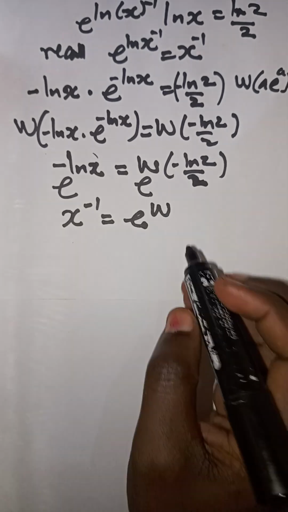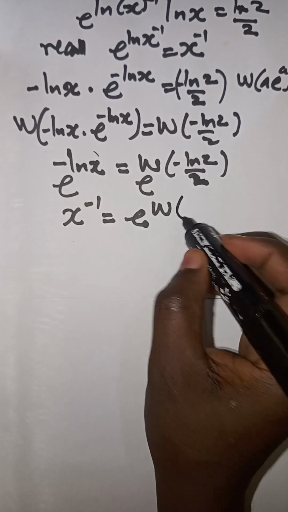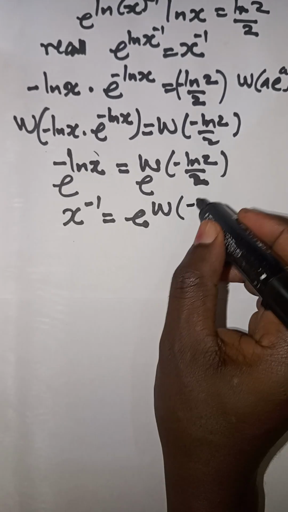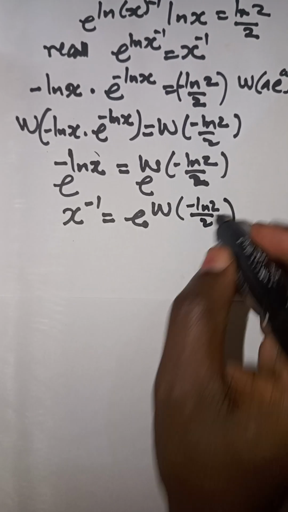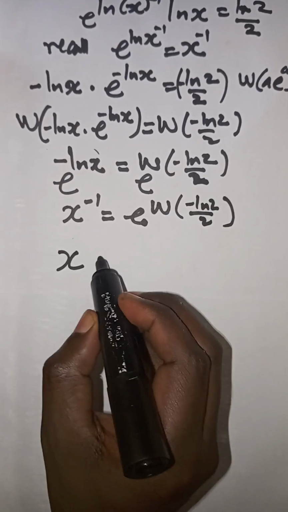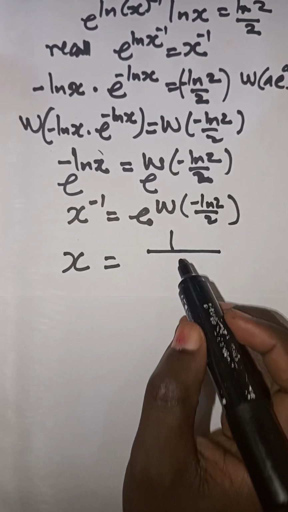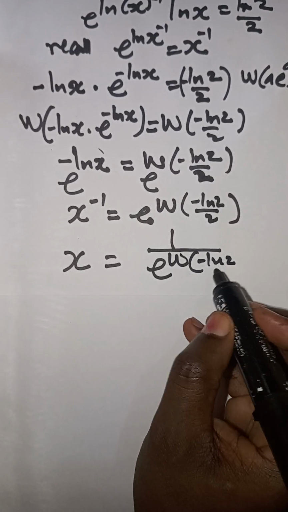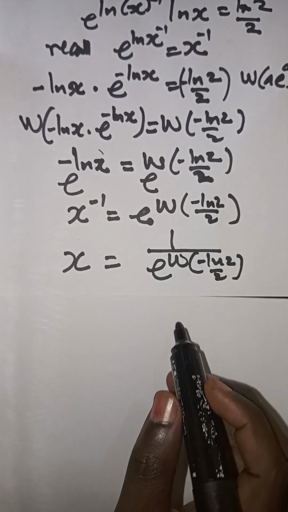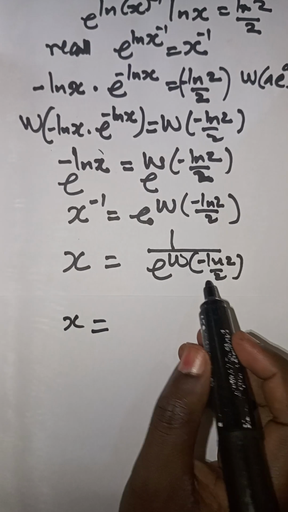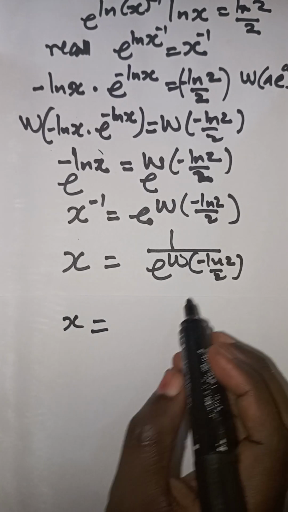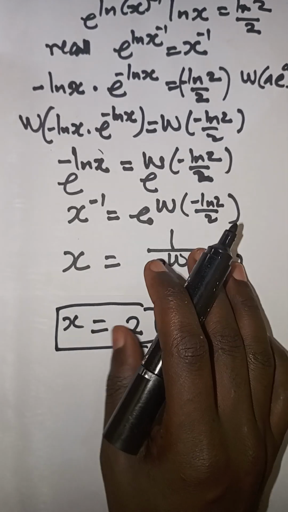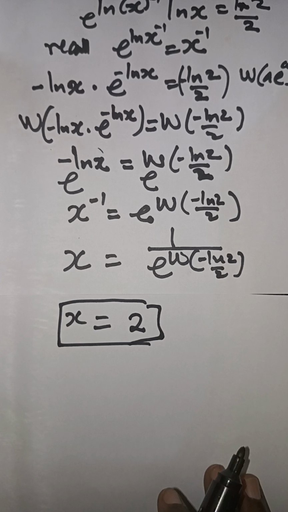x raised to negative 1 is equal to w of negative ln 2 over 2, meaning that for you to get x, I'm going to take 1 over the exponential of w of negative ln 2 divided by 2. Computing this in my scientific calculator, I end up with x equal to 2 for the positive value of x which was required.